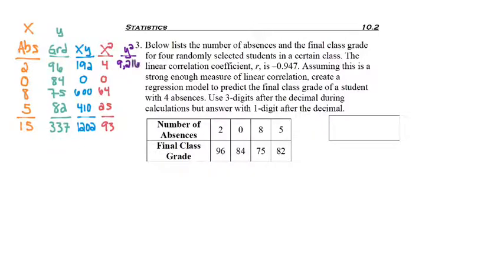96 squared, 9,216. 84 squared, 7,056. 75 squared, 82 squared. And as I total these large numbers, I get 28,621. I'd kind of run out of room. That's why I'm writing it off to the side.